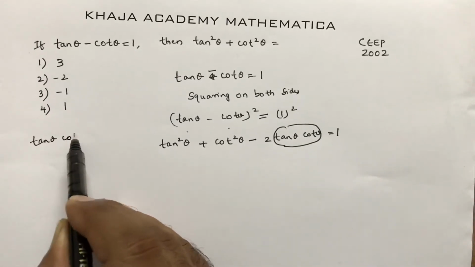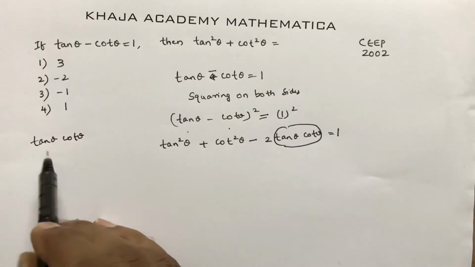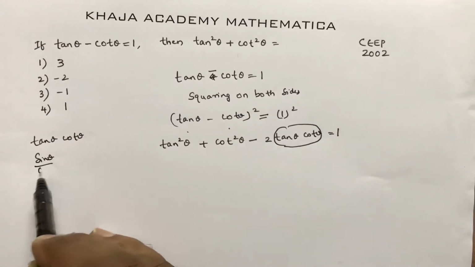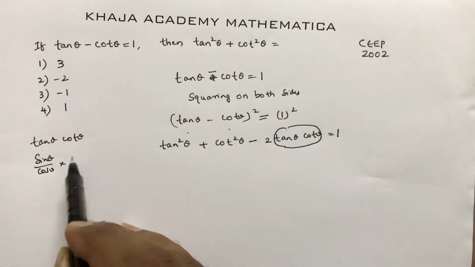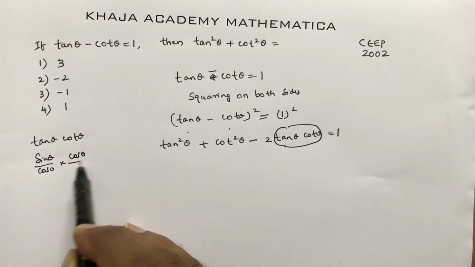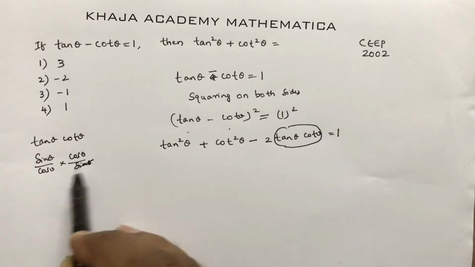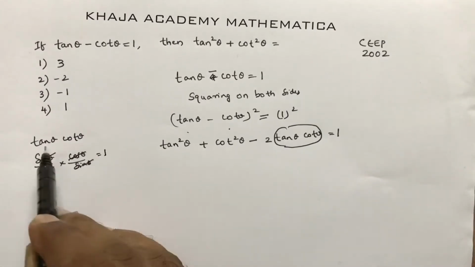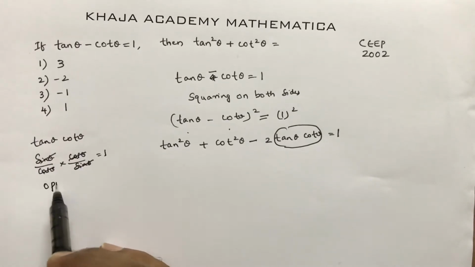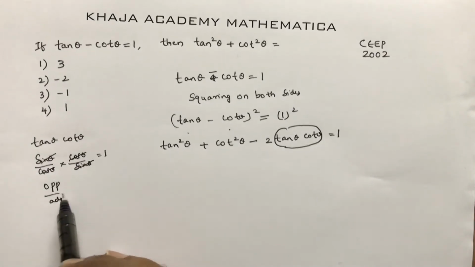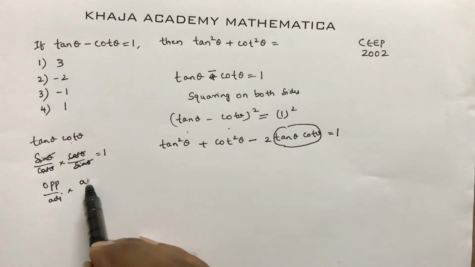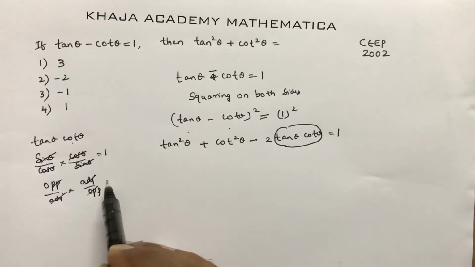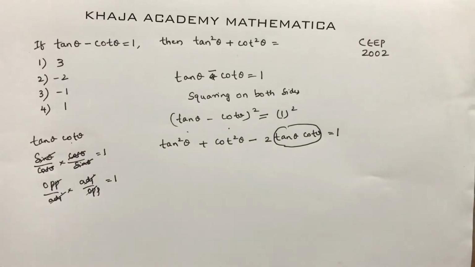Tan theta into cot theta is 1 because they are reciprocals: tan theta ratio is sin theta by cos theta and cot theta is cos theta by sin theta. Sin cancels, cos cancels. Or otherwise you can take the ratio: tan is opposite by adjacent, cot is adjacent by opposite. They are reciprocal to each other, so the product is 1.